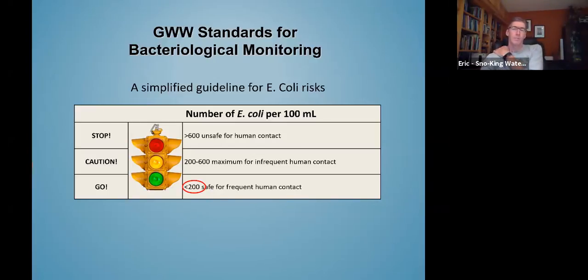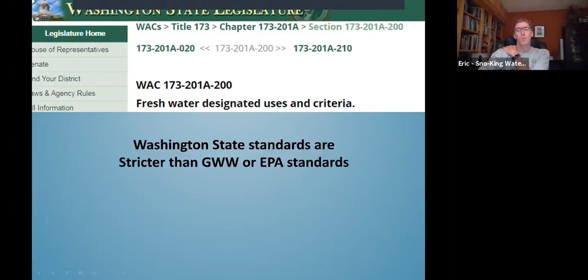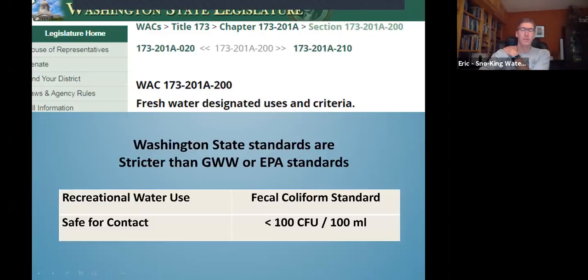Global Water Watch has some standards that they train us on for what is a risky level or what is not a risky level. So in the Global Water Watch standards, greater than 600 CFU per 100 milliliters is considered unsafe for contact. 200 to 600 is safe for infrequent contact, and less than 200 is generally considered to be safe. Washington State has stricter standards, and so they changed their standards recently and simplified them somewhat, but essentially they came up with less than 100 is considered to be safe, greater than 100 is considered to be risky.